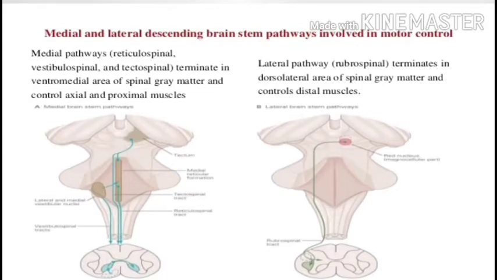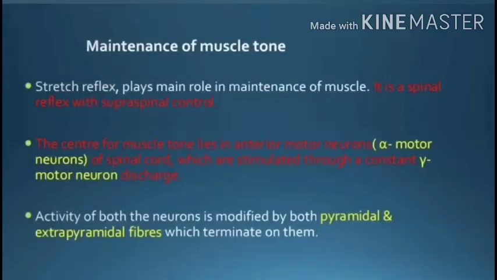The bulboreticular facilitatory area is located in the pons and has intrinsic activity of its own. It has some connections with the periphery and it can discharge its own impulses and increase gamma motor neuron discharge. So it has a facilitatory influence on gamma motor neuron discharge. It can be influenced by higher centers, but it has intrinsic activity.